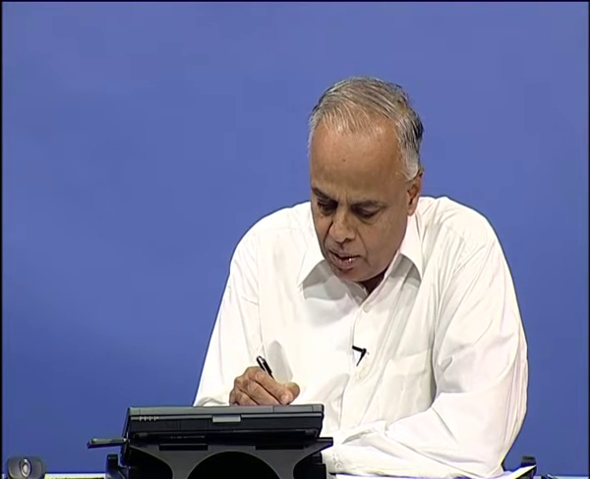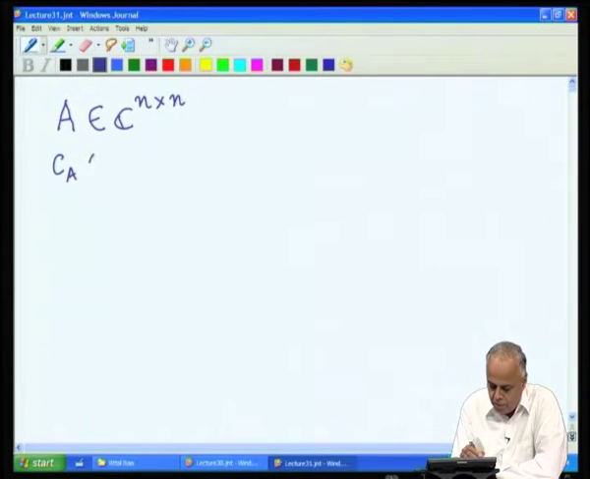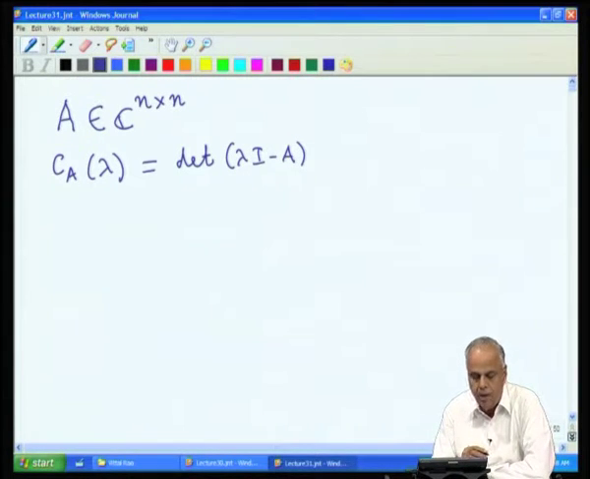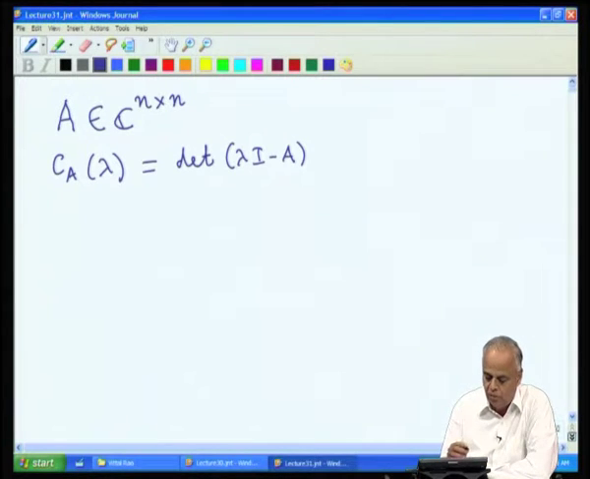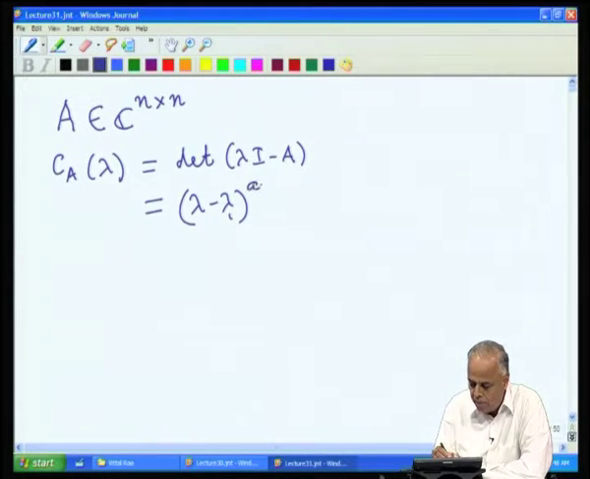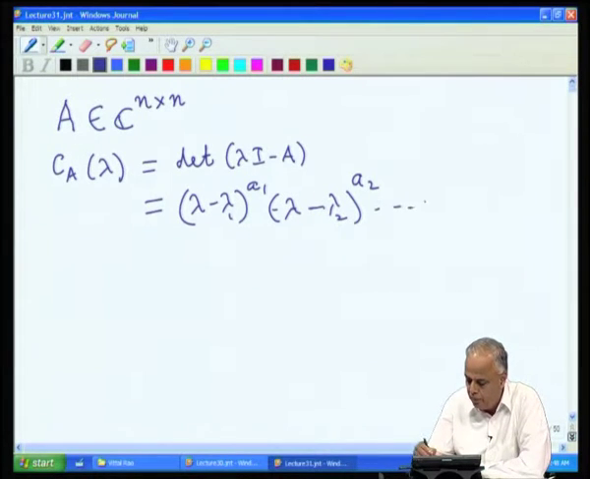We have been looking at the notion of diagonalizability, and we found that if A is an n by n matrix, then the characteristic polynomial was defined as the determinant of lambda I minus A, and this is a polynomial of degree n. Since we have assumed everything over the field of complex numbers, this can always be factorized as (lambda minus lambda 1) to the power of a 1, (lambda minus lambda 2) to the power of a 2, and (lambda minus lambda k) to the power of a k.